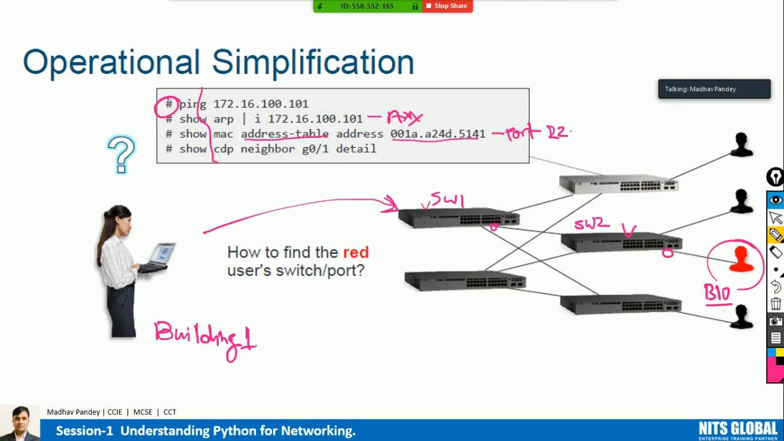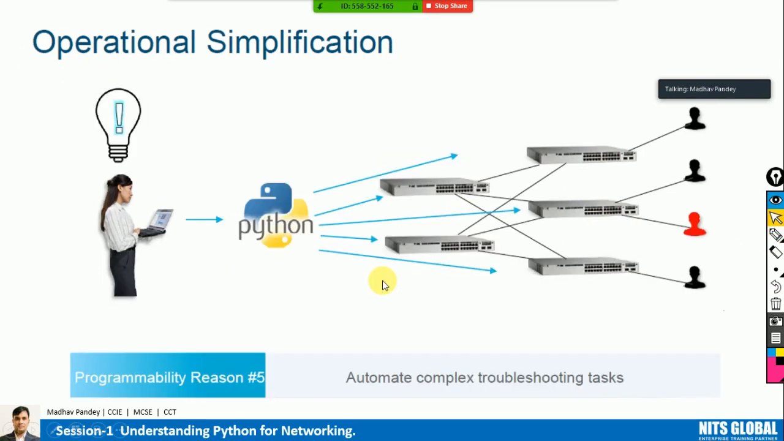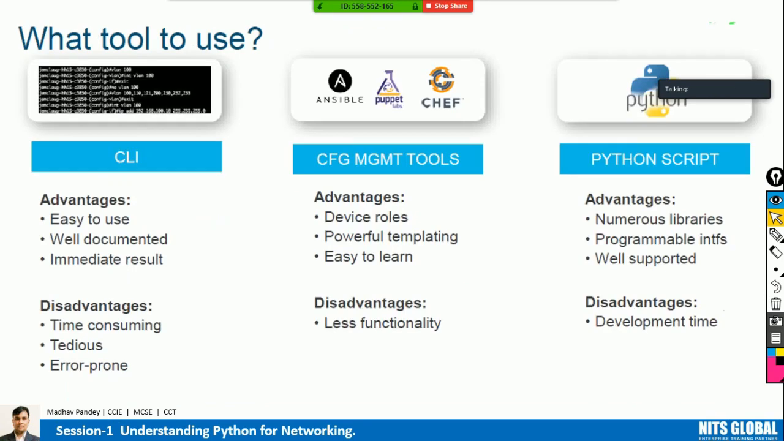All right, friends. Now, as I explained how Python can help, one script can fetch the information from various devices at a time in 1 second and bring that device up in front of you.